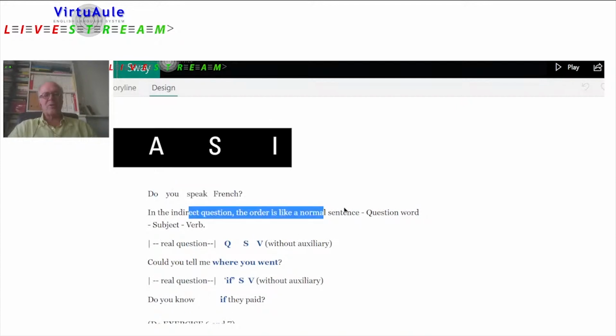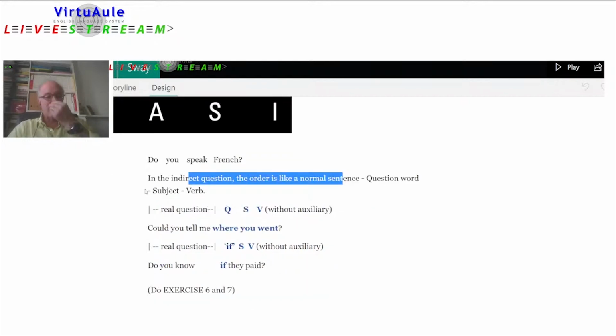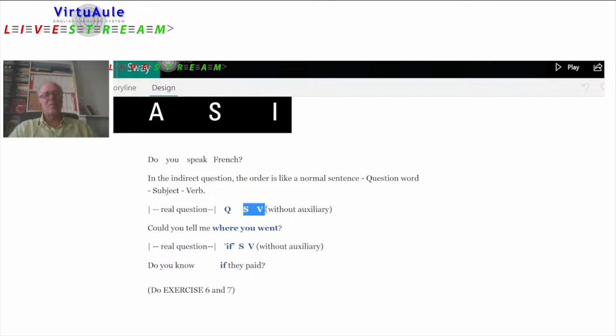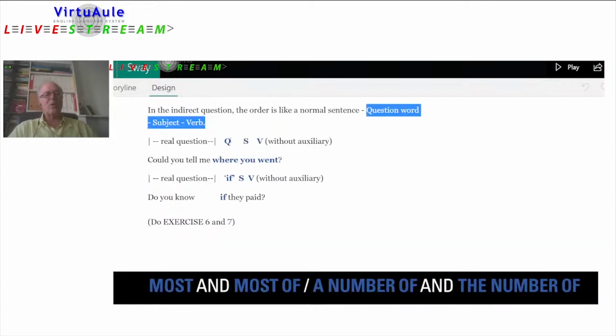In an indirect question, the order is like a normal statement: question word, subject, and verb. In a real question, you have question word, auxiliary, subject, and verb, but here without the auxiliary. Could you tell me where you went? Notice we have the question word, then we have the subject, and then we have the verb. So this is the order in an indirect question: question word, subject, verb, just like a normal affirmative.